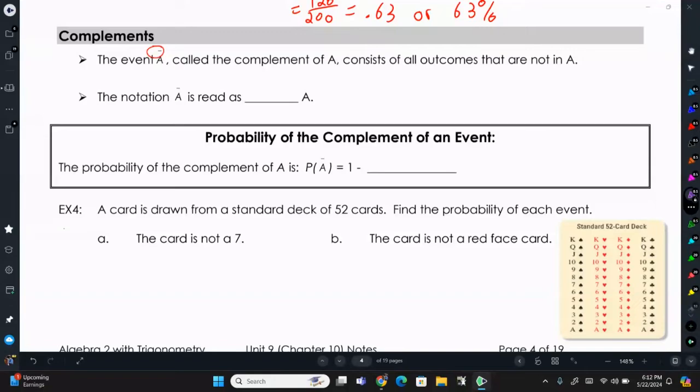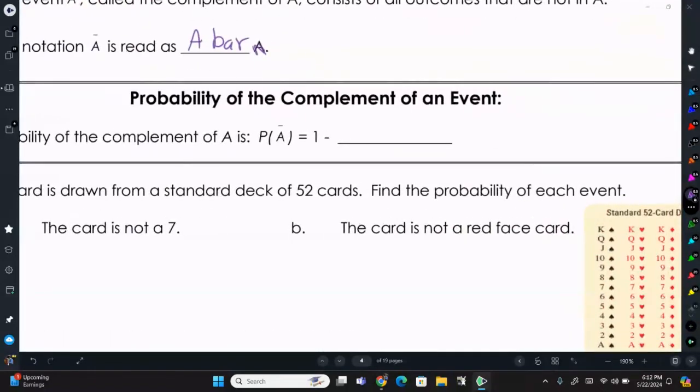To calculate the probability of the complement of A, it's 1 minus the probability of A, because probability is a number from 0 to 1, and if you take the probability of something happening plus the probability of it not happening, you have to get 1. And we can use this fact to make some of the problems easier.